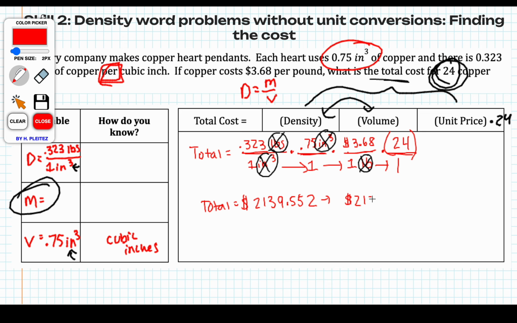So it's $2,139.55. And that's what it would cost you for 24 pendants. Now, if you just wanted the cost of 1 pendant, you wouldn't multiply by this 24. You would just do your density times your volume times your unit price.